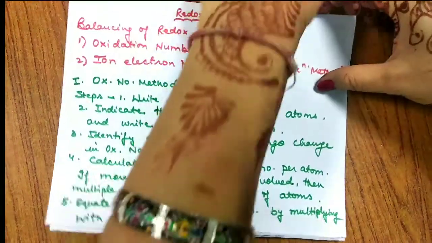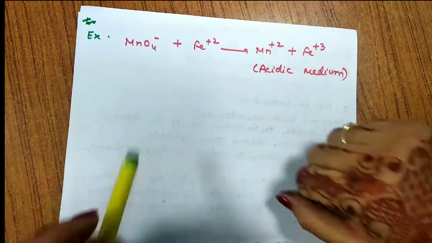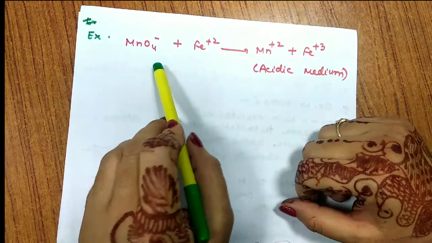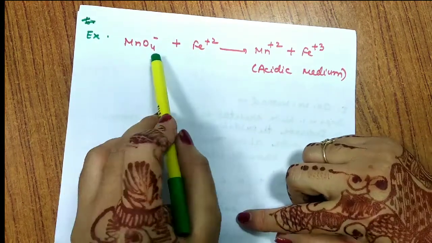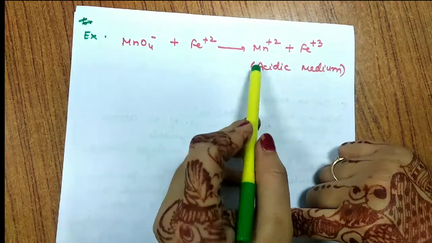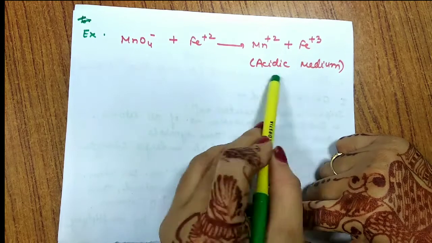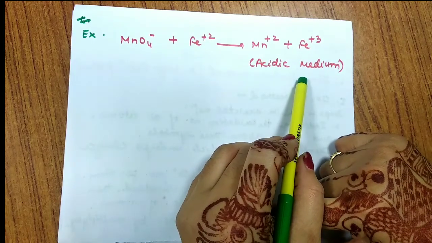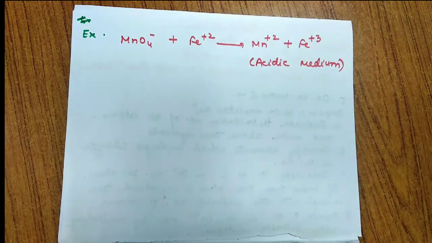I have written one equation, and we'll take this equation first and then discuss a few more examples. The equation is MnO4 minus, where Mn is manganese, permanganate ion, reacting with ferrous ion to form manganese plus 2, the manganese ion, and ferric ion. It is given in the question that it is an acidic medium. Let us discuss stepwise how to balance the equation.